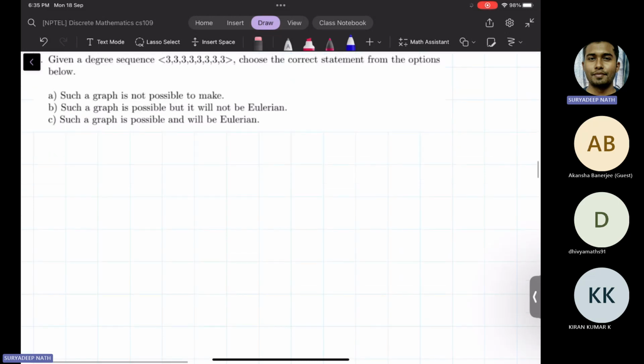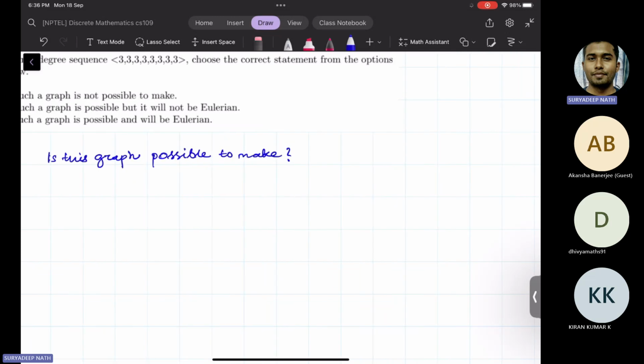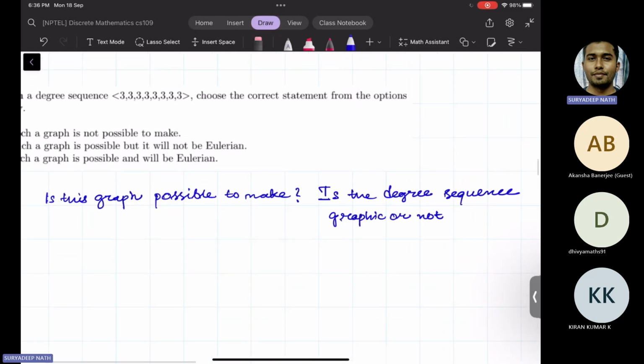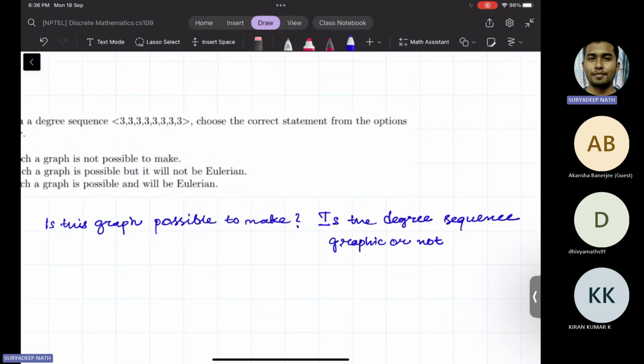To answer the first question: given this degree sequence, is this graph possible to make? Basically, we'll have to answer this question: is the degree sequence graphic or not? If it is graphic, then we can create a graph from the degree sequence. If it is not, we cannot. What do you think? Can it be graphic or not?